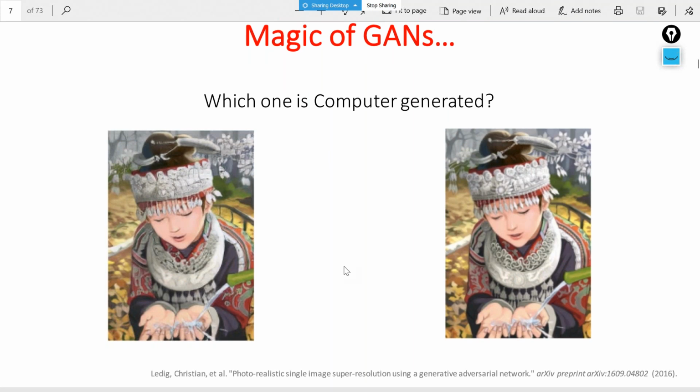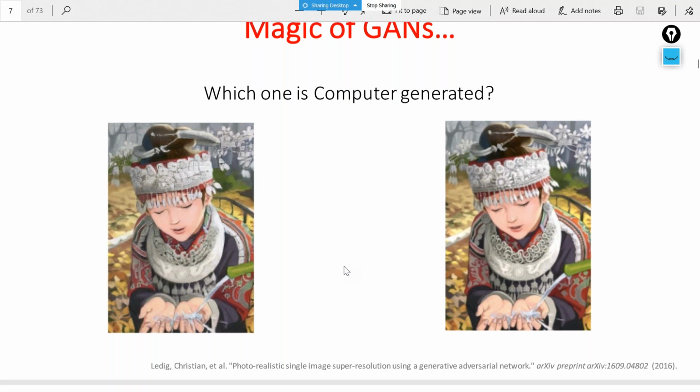Which one is computer generated? You can't get to know. So today's topic is also related to that only. This is super resolution images. This is the actual original image, and this is a super resolution image. You can't find out which is the actual image and which is the super resolution image. That much accurate, or you can't say accurate, that much capability GAN has to do it.